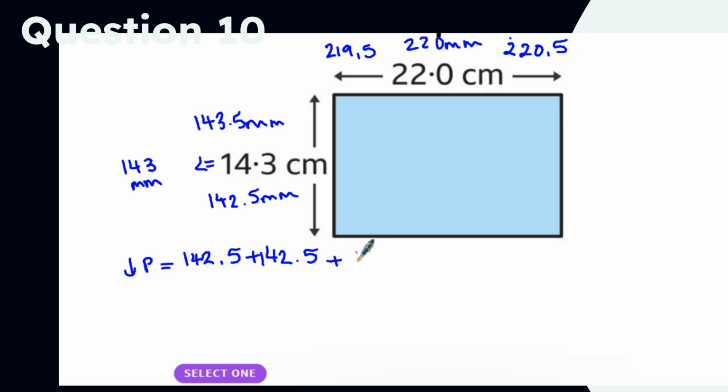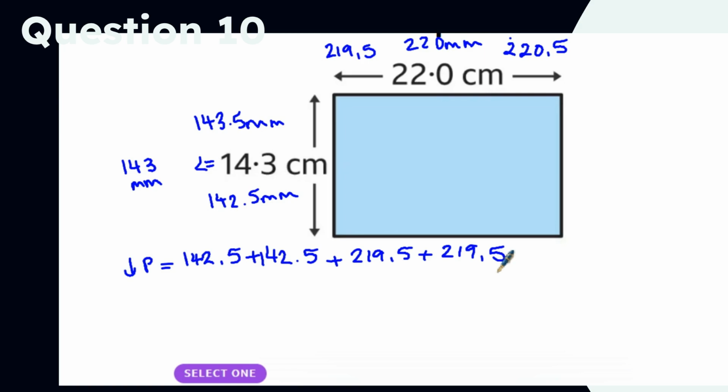14.3 centimeters equals 143 millimeters. 143 millimeters has an upper bound of 143.5 millimeters, because any number under 143.5 millimeters would round down to 143 millimeters. 22.0 centimeters equals 220 millimeters.